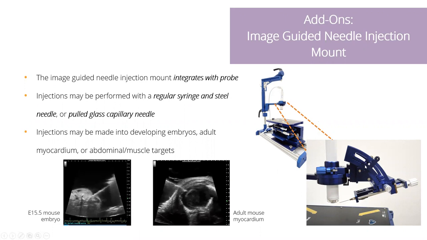But basically, the image-guided injection mount is going to mount directly onto the probe. What this is going to do is make it much simpler to align the needle with the imaging plane to allow you to do these injections and position the animal and the anatomy of interest as you like and as you need to when you're doing these injections.